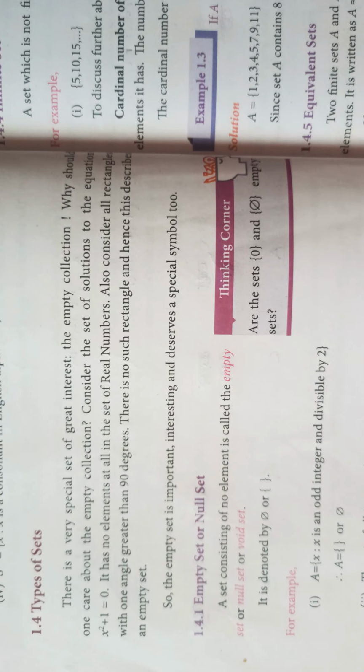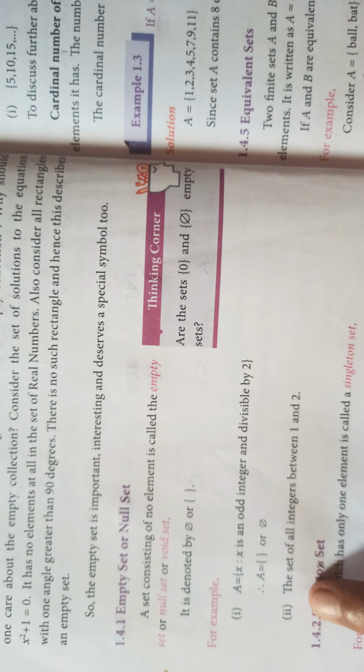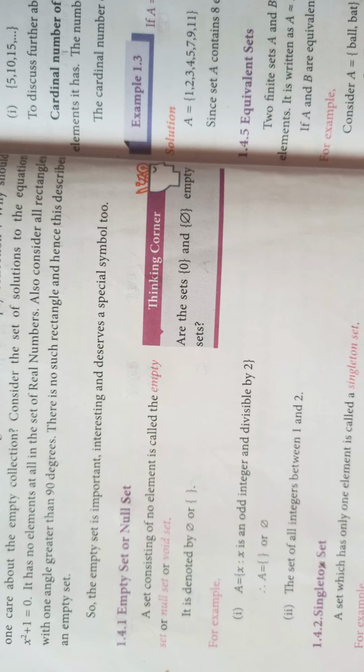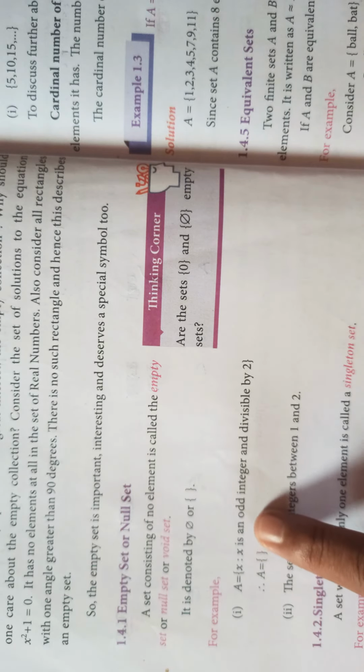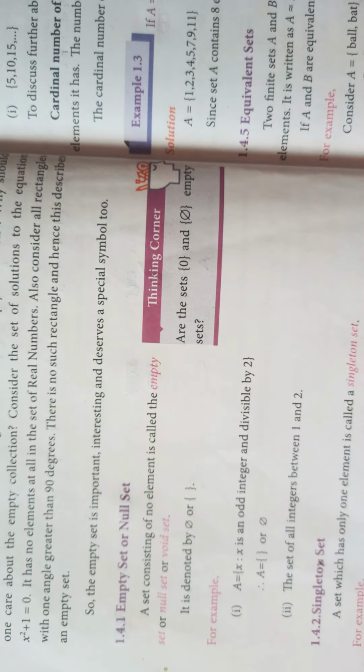Now here few examples are given to you. The set of all integers between 1 and 2. So integer between 1 and 2 will be nothing. So it is an empty set. X is an odd integer divisible by 2. Now you just think of an odd number which is divisible by 2. So none of the odd numbers are divisible by 2. Hence it is empty.